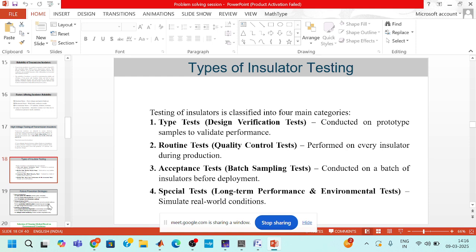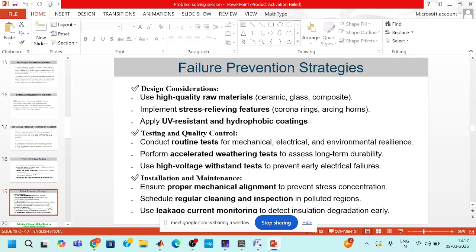Third is the acceptance test, which is also known as batch sampling test. It is conducted on a batch of insulators before deployment. Now, fourth is the special test. This is used for long-term performance and environmental testing, and it is used to simulate real-world conditions. So these are the tests which are done for the insulators.